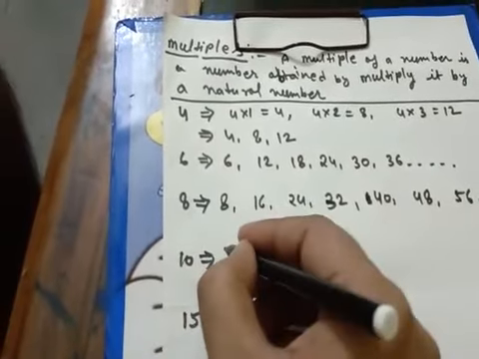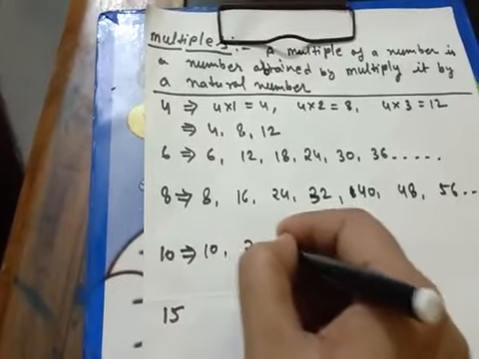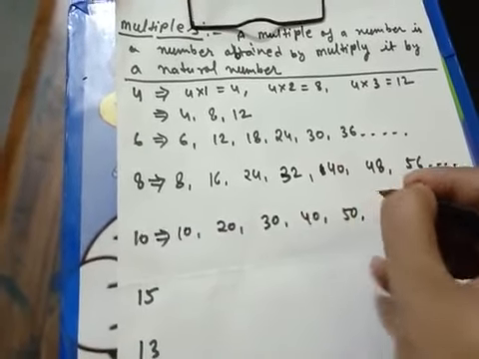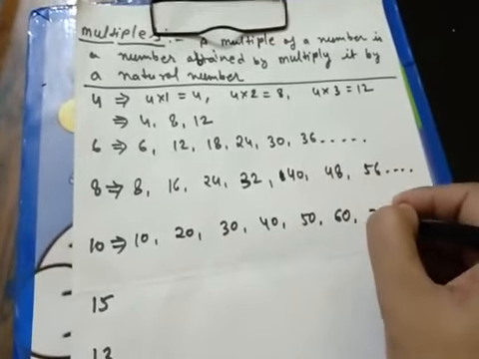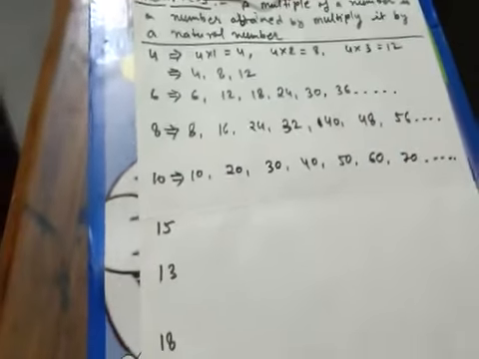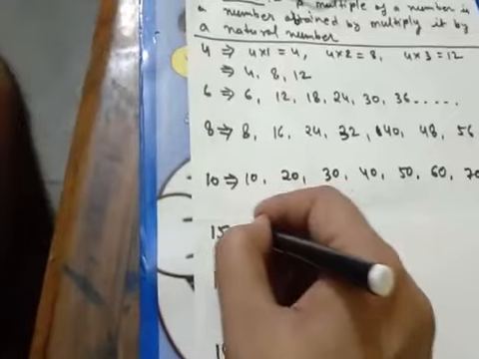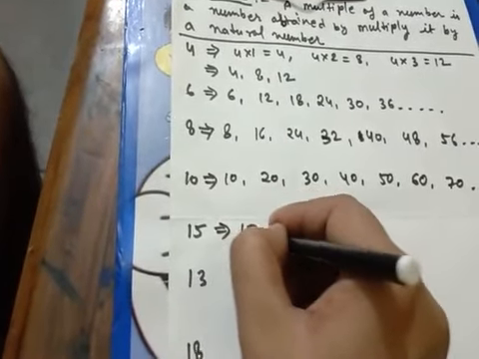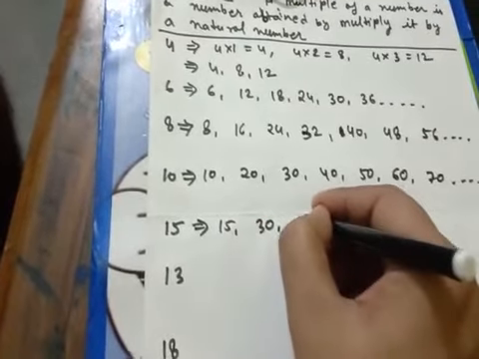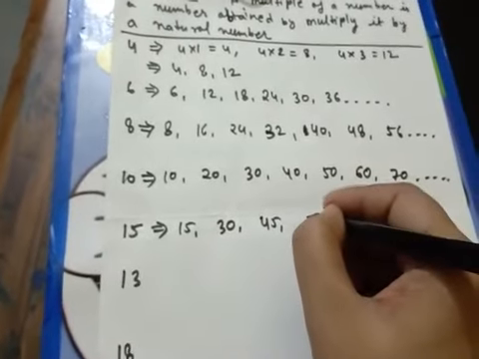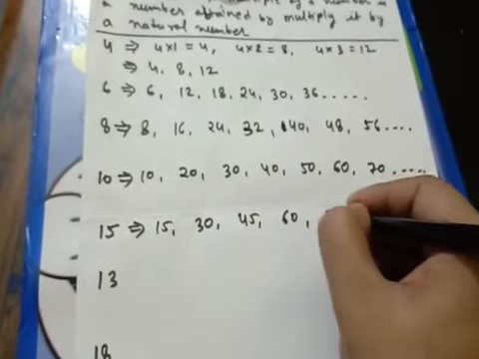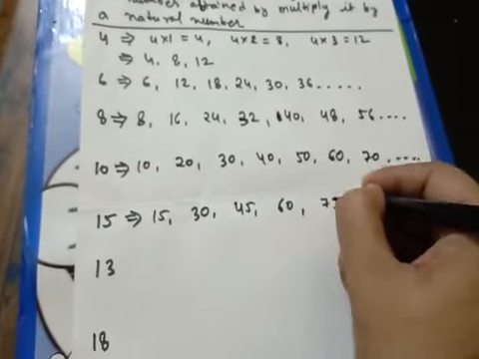Now multiples of 10 are 10 1 ja 10, 10 2 ja 20, 10 3 ja 30, 10 4 ja 40, 10 5 ja 50, 10 6 ja 60, 10 7 ja 70 and so on. It will continue. Multiples of 15 are 15 1 ja 15, 15 2 ja 30, 15 3 ja 45, 15 4 ja 60, 15 5 ja 75 and continue.